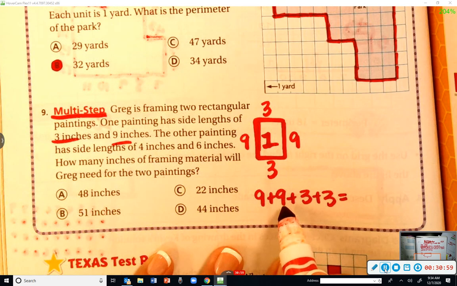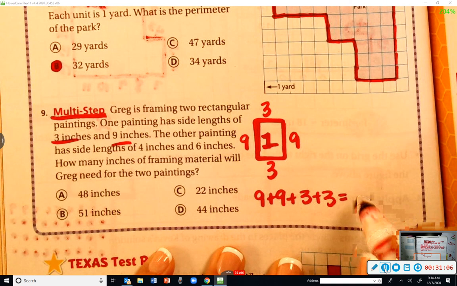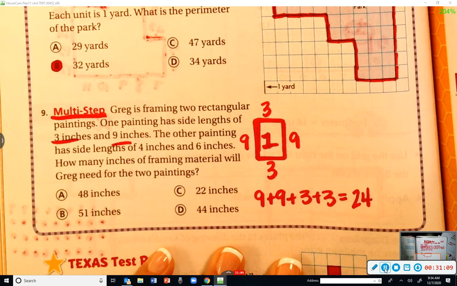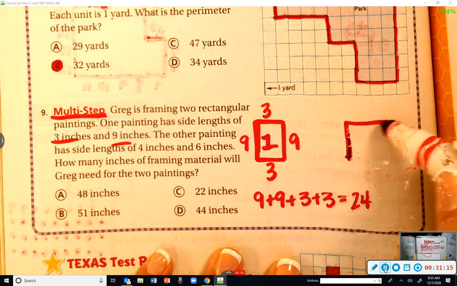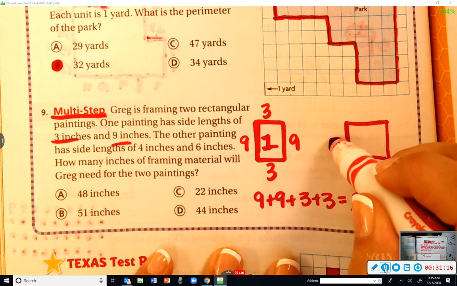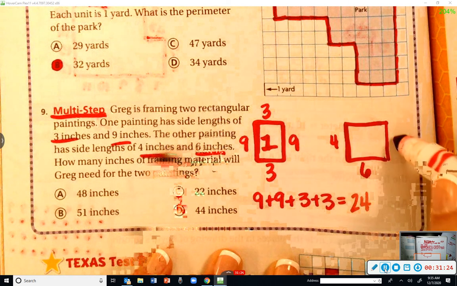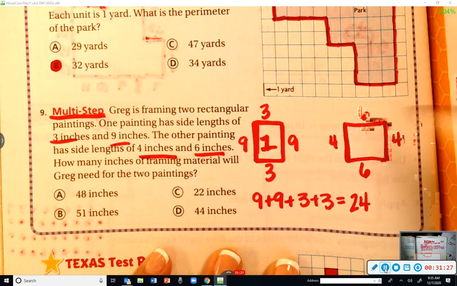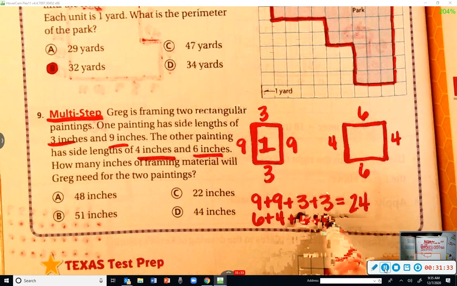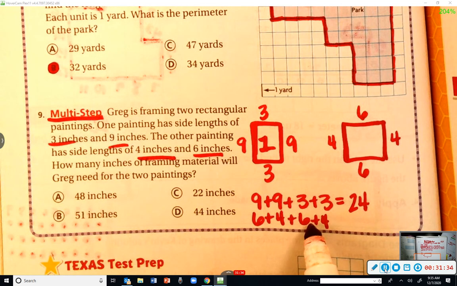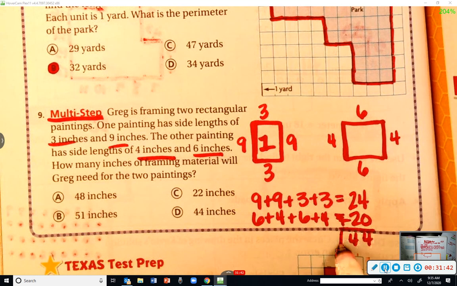9 plus 9 is 18. 3 plus 3 is 6. And 18 plus 6 is 24. Okay, the second painting. We had side lengths of 4 and 6 for the second painting. So that means this side must be 4 and this side must be 6. So we're going to add 6 plus 4 plus 6 plus 4. 6 plus 4 is 10. Plus 10 again would be 20. 20 plus 24 would be 44 inches, D.